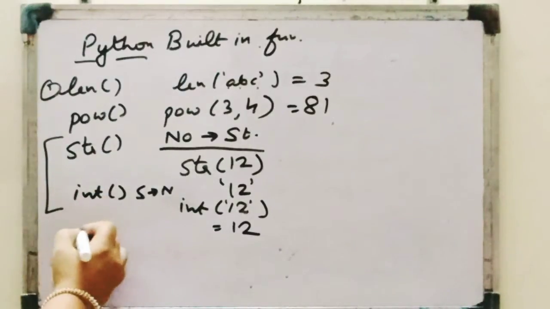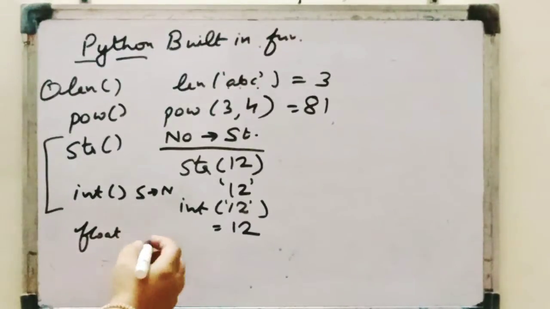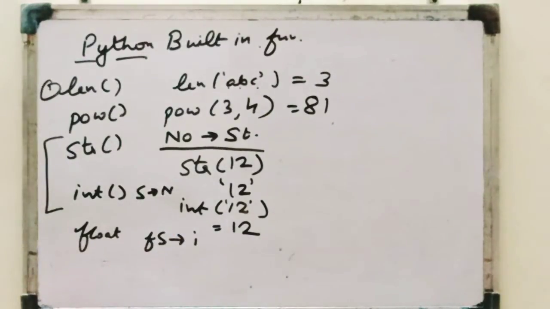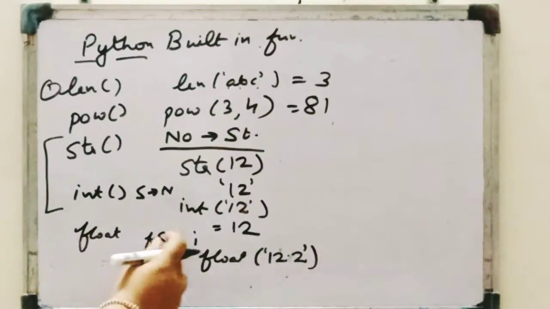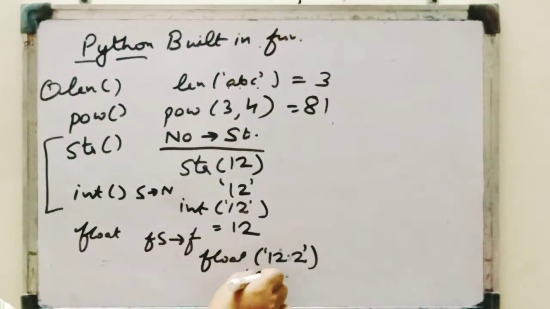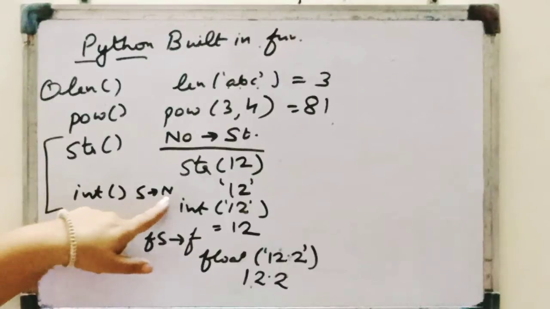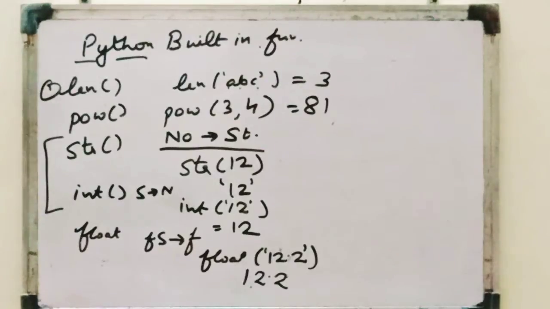The same goes for float. If I want it for float, it converts a string to a floating number. So float of '12.2', what will be the answer? 12.2. So here int gives a number from the string, and float gives a floating number from the string. In this way we have various built-in functions, and you can use all of them because they help in our programming.